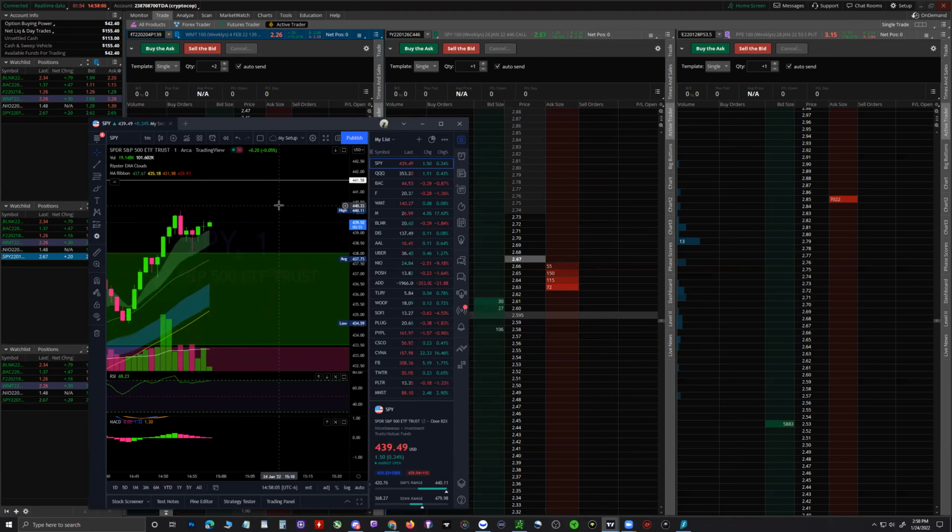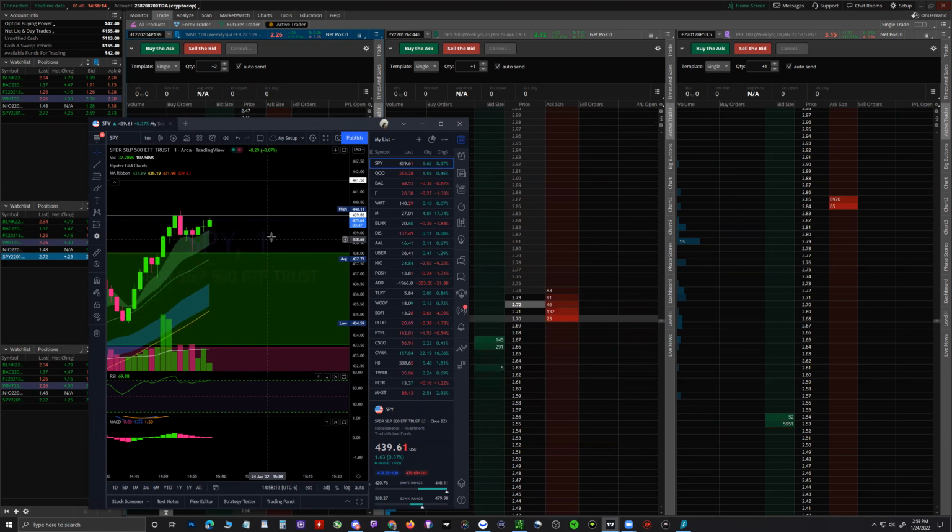So looking pretty good. 2 minutes left. Let's see if we can push past this resistance line right here that I just made. See if we can push past that before the end of the day. We got another minute and a half to do it.